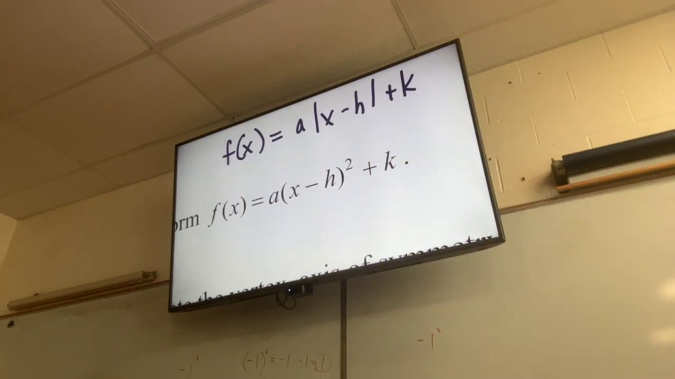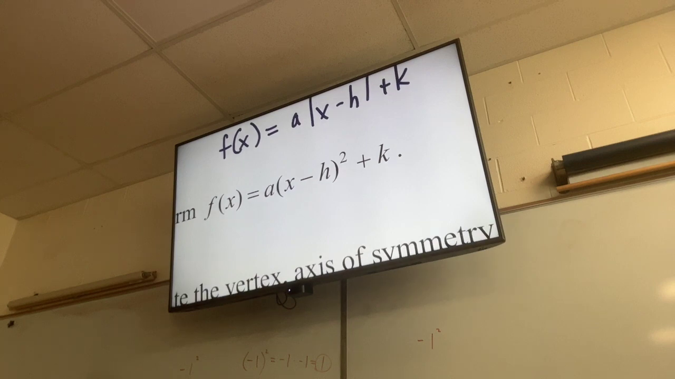Everything functions the same. My h here is the opposite of the number that's inside the parentheses next to x. Whatever number's inside your parentheses, the opposite of that is going to be your h. Whatever number's outside your parentheses, the same as that is going to be your k.